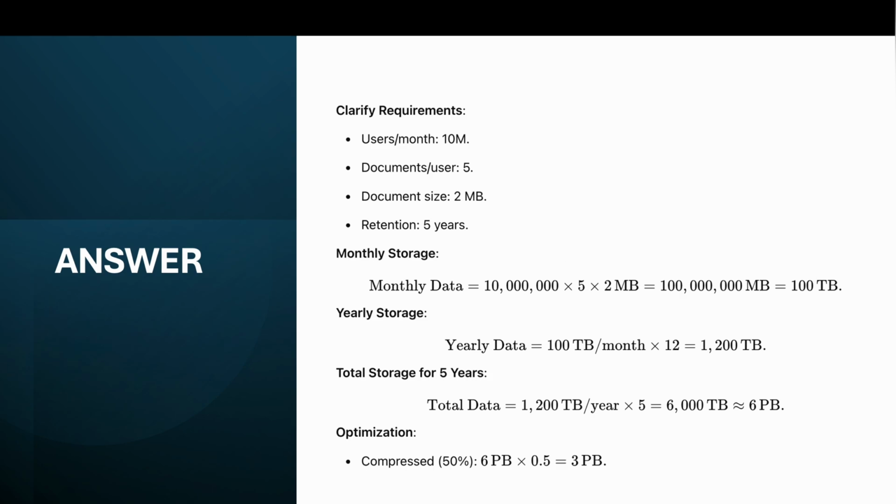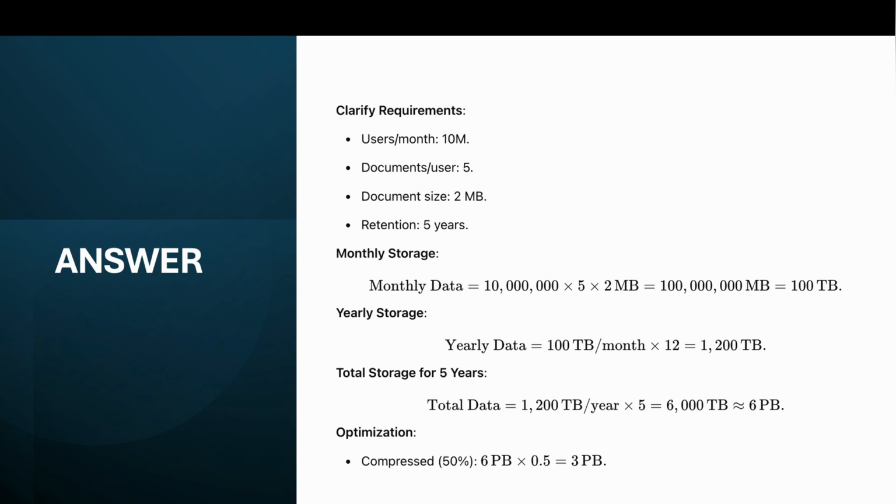So it is multiplied by 5. And then each size is 2 MB. So times 2 MB. So it will be 5 times 2 is 10. So it will be 100 million megabytes, right? 100 million megabytes. So now just focus on these triplets. 3 zeros, this MB will be GB. Again, 3 zeros, GB will be TB. So 100 TB is the monthly storage.